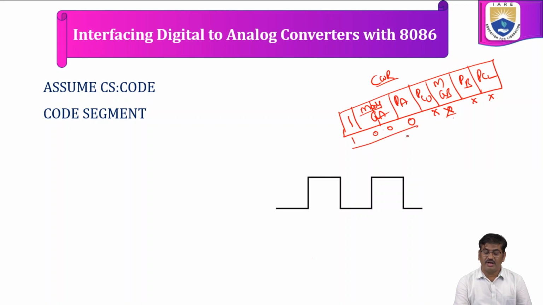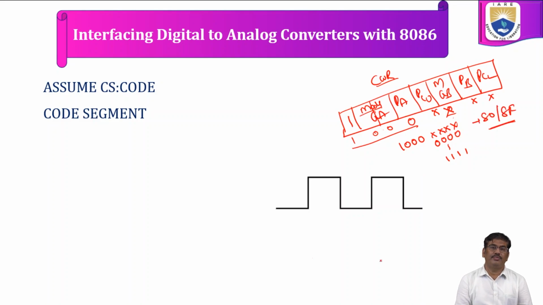So the value we have to write is 1, 0, 0, 0, and the remaining 4 bits are don't care, where you can pass the values from 0, 0, 0, 0 to 1, 1, 1, 1, which is nothing but from 80 to 8F, any value we can pass, but we are taking the default values as 0.